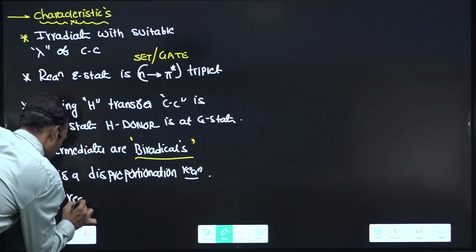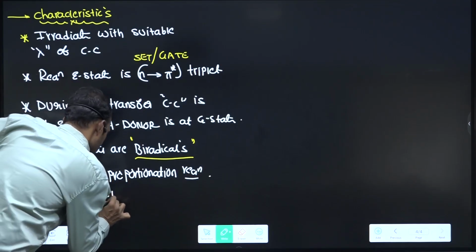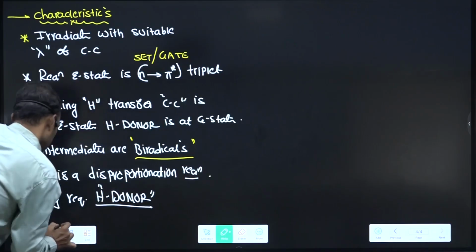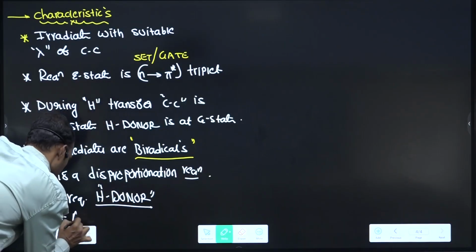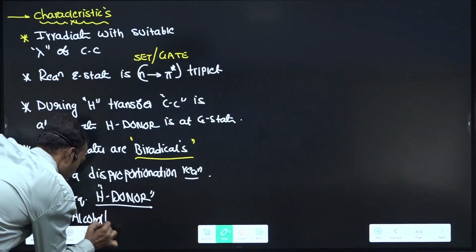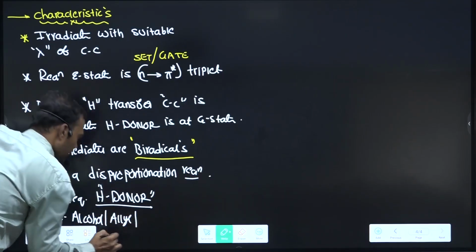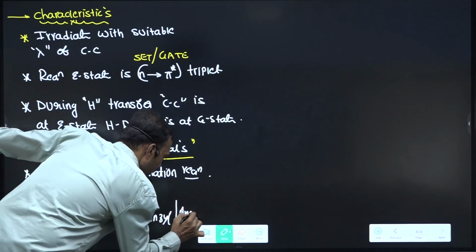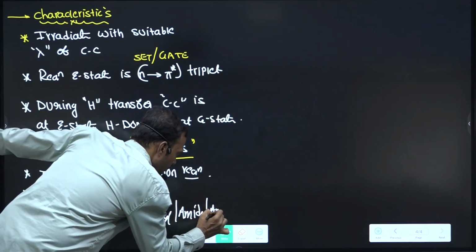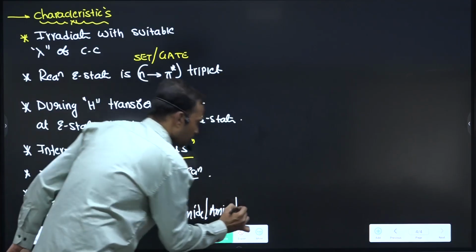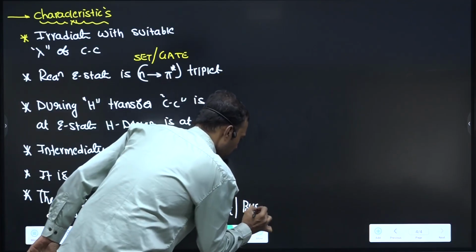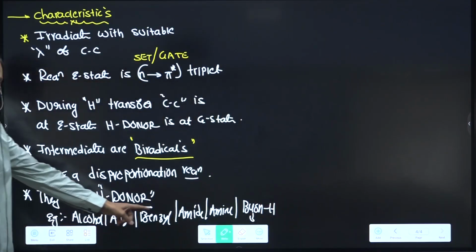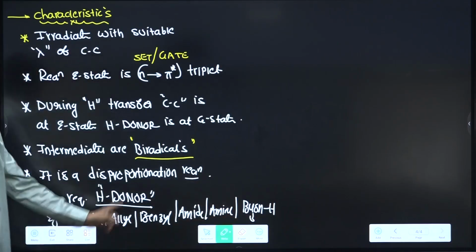See, they require hydrogen donors. Without a hydrogen donor, this reaction is not possible. Examples of hydrogen donors: simple alcohol, allyl carbon, benzyl carbon, and you can take amide, even amine, and you can take tributyl tin hydride. Tributyl tin hydride is also one of the hydrogen donors. Many hydrogen donors are there.